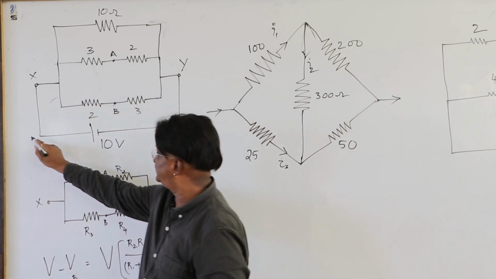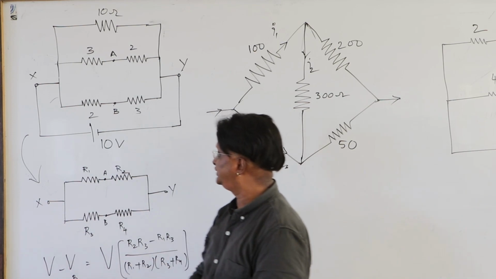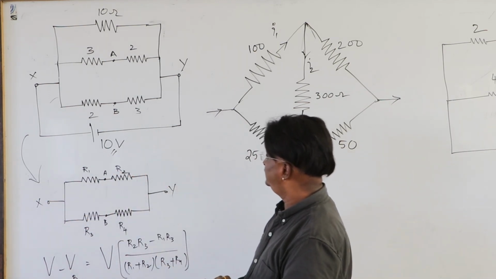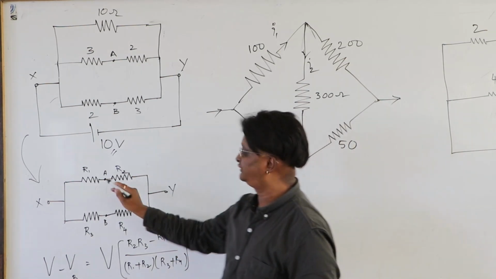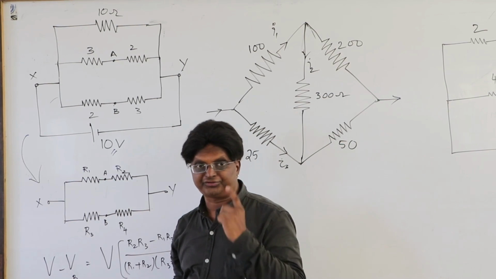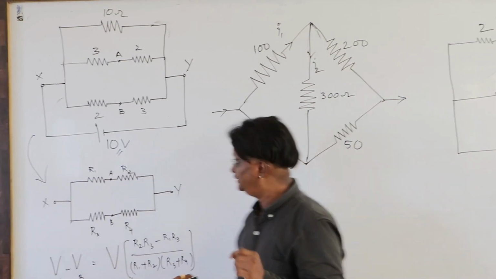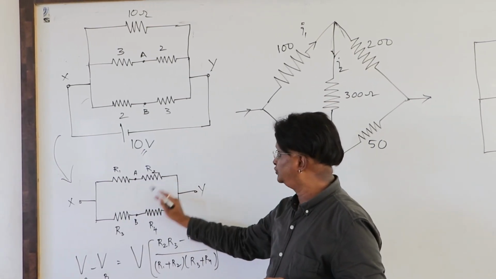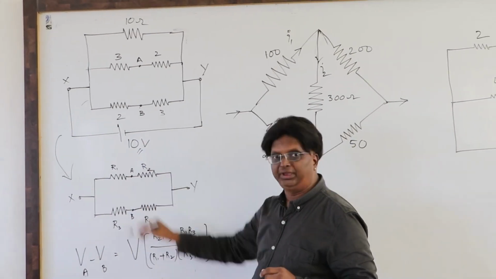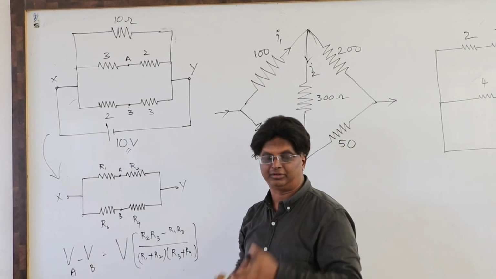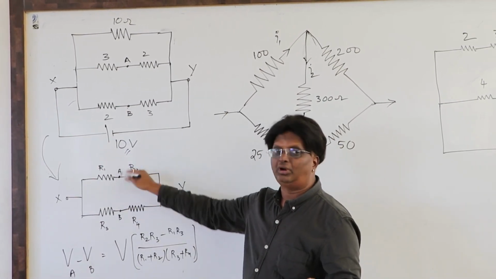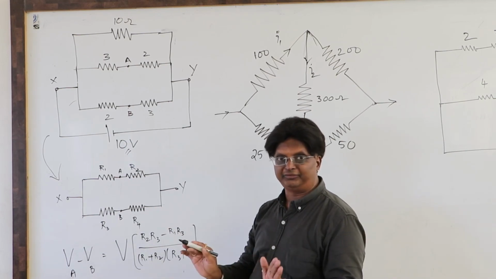See, I have redrawn this between X and Y. 10 volts of potential difference is applied. Now this is the one which we discussed in the last class, the Wheatstone network with equivalent R1, R2, R3, R4, and between this A and B, in fact, we had connected the bridge element. Earlier we called it R5. Now here there is no R5. So that is the only difference.